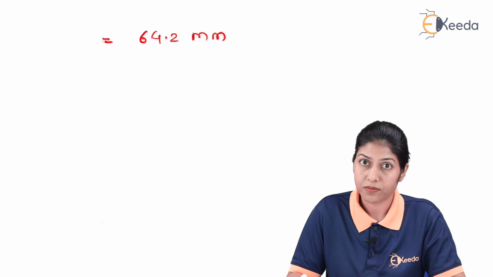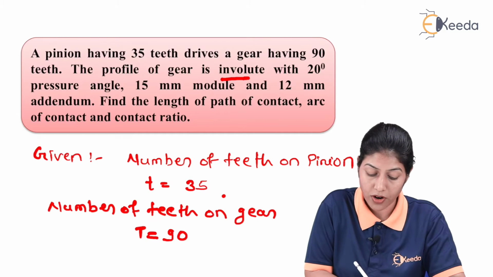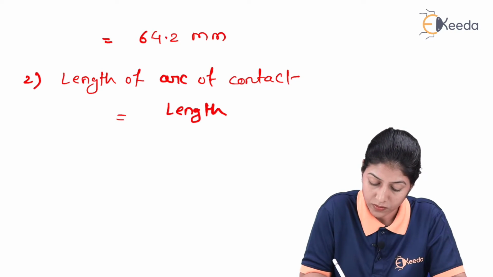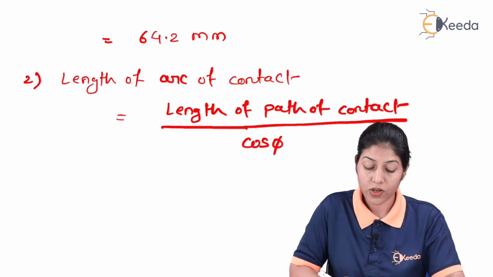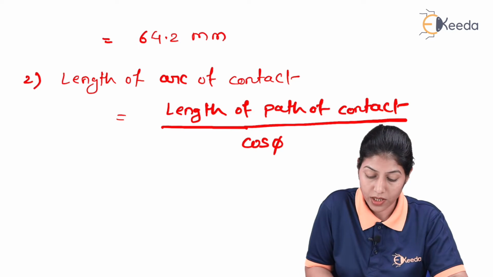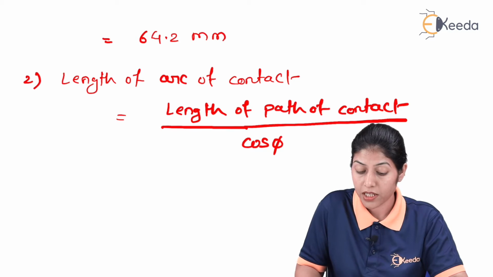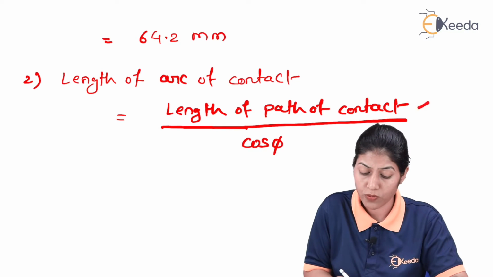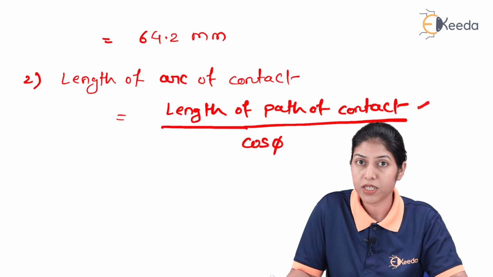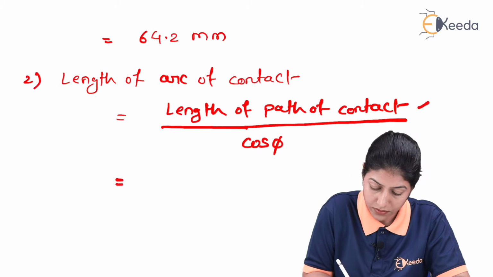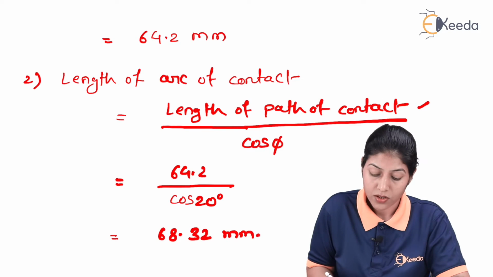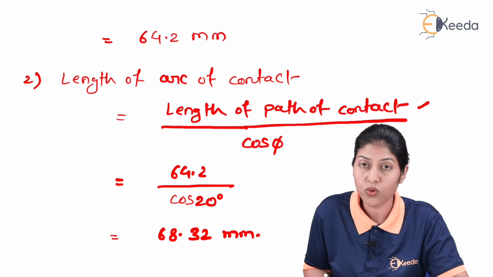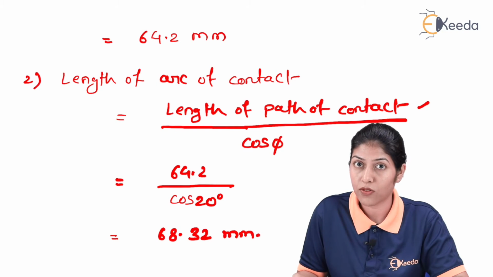So here we have the first term. Now the second term which we have to define is arc of contact, and third is contact ratio. So length of arc of contact we have to define. The formula of length of arc of contact is length of path of contact divided by cos phi. So here we have this value, 64.2. Phi is representing the pressure angle, that is 20 degree. So it will be 64.2 divided by cos 20. So the final value will be 68.32 mm, and it is representing the length of arc of contact.